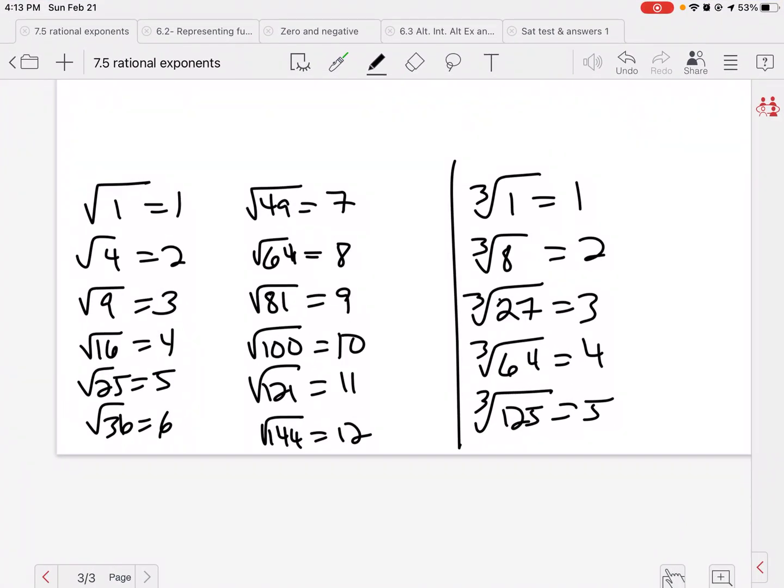Hi guys, welcome back. We're going to talk about simplifying radicals today. Again, this part is really important for geometry and Algebra 2. Now, this is not written on your notes, but you might want to have it written on your notes. You should have these memorized.